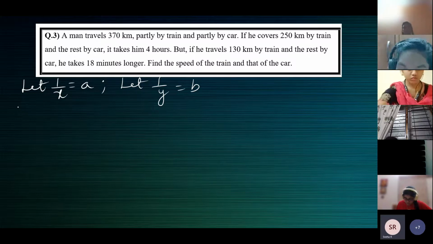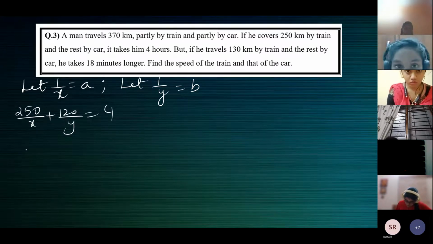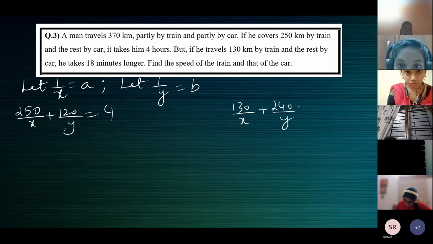250 by x plus 120 by y is equal to 4, ma'am. And what's the second equation? 130 by x plus 240 by y is equal to 43 by 10. Okay, thank you.